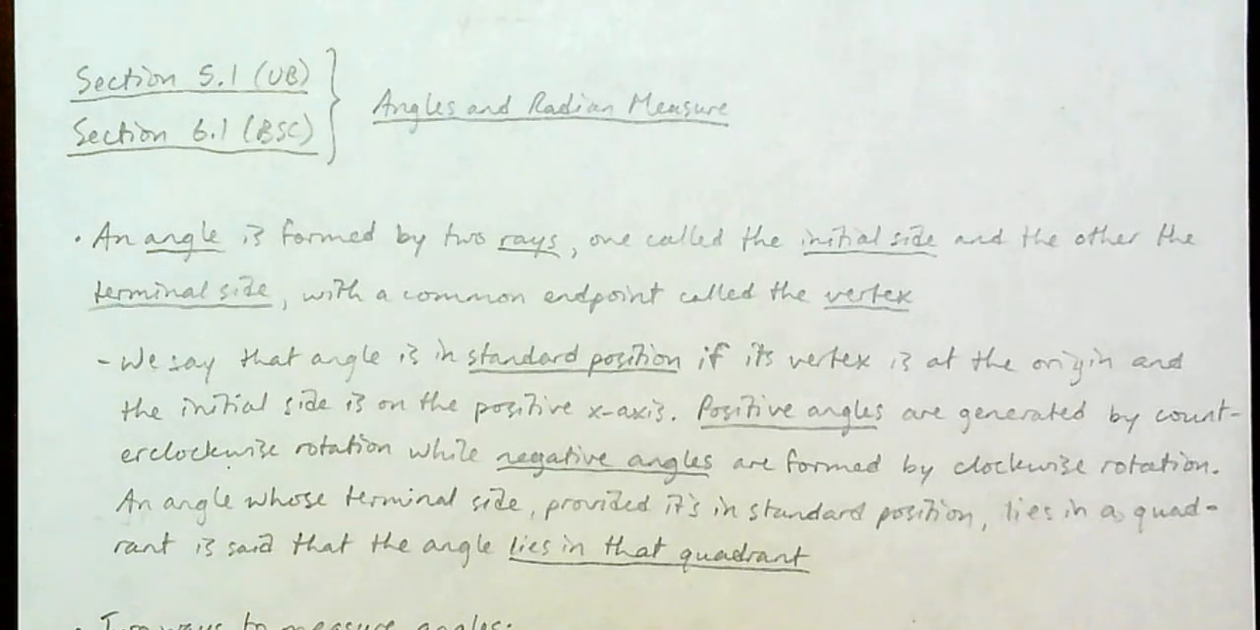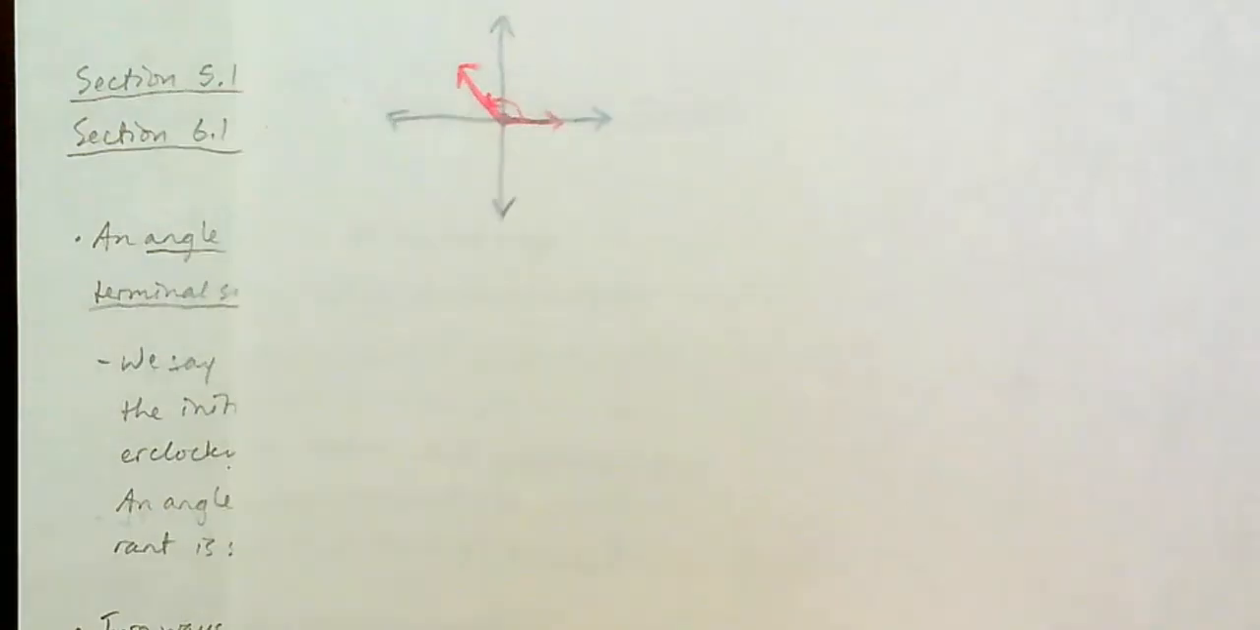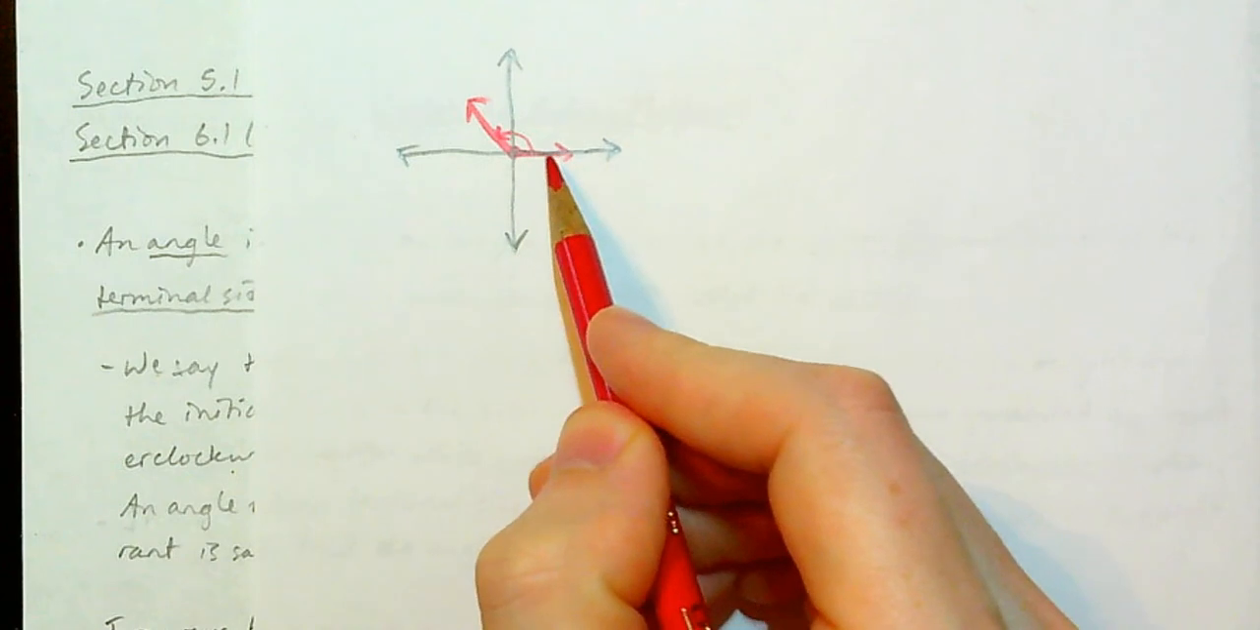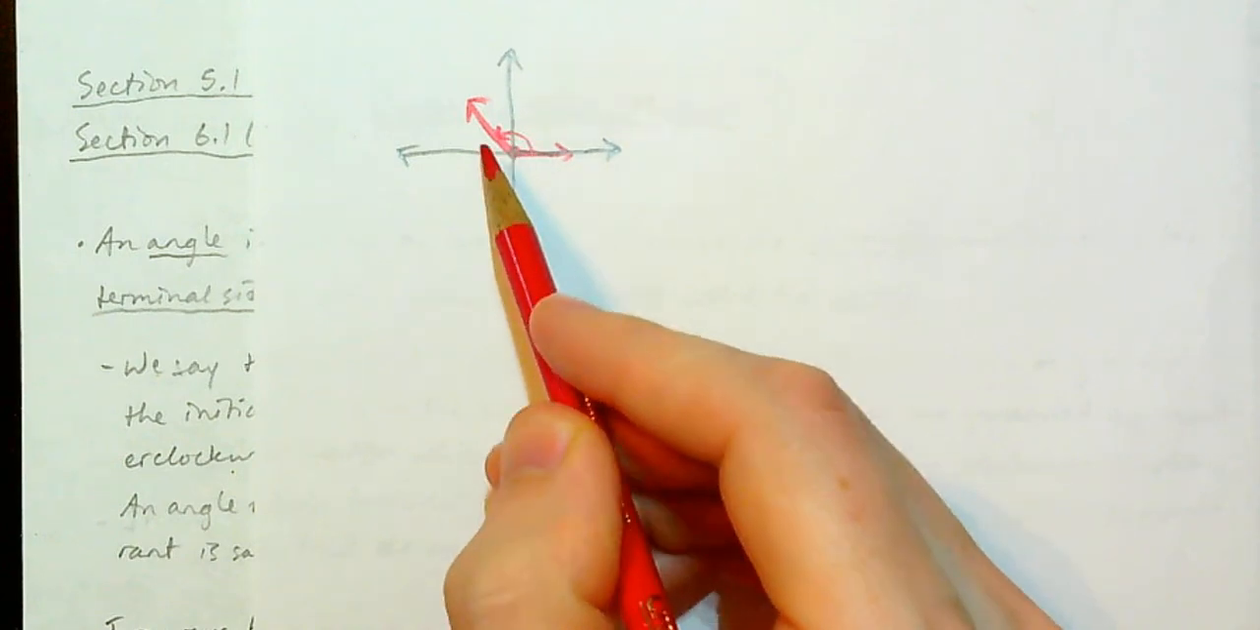So angles can either be negative or positive. Positive angles are generated by taking your starting side and then moving counterclockwise with it, while negative angles are formed by taking your starting side and rotating it clockwise. This angle in red here, this is an example of a positive angle. We started on the positive x-axis and then we rotated counterclockwise to reach our terminal side.